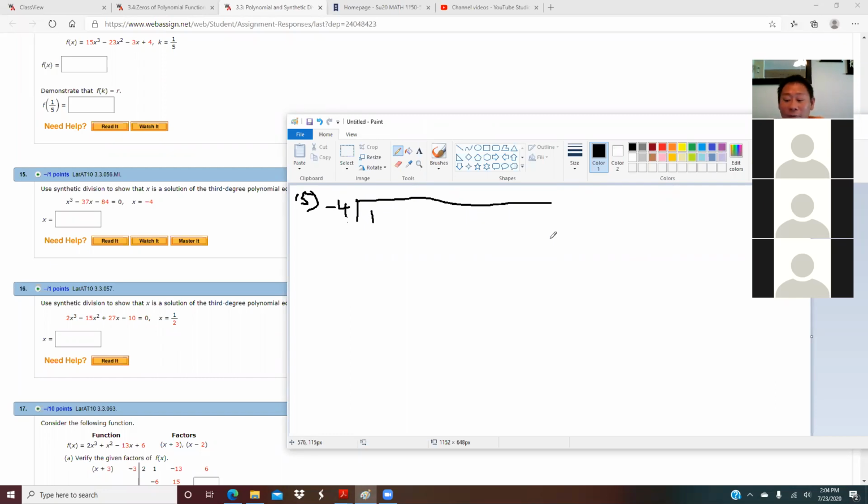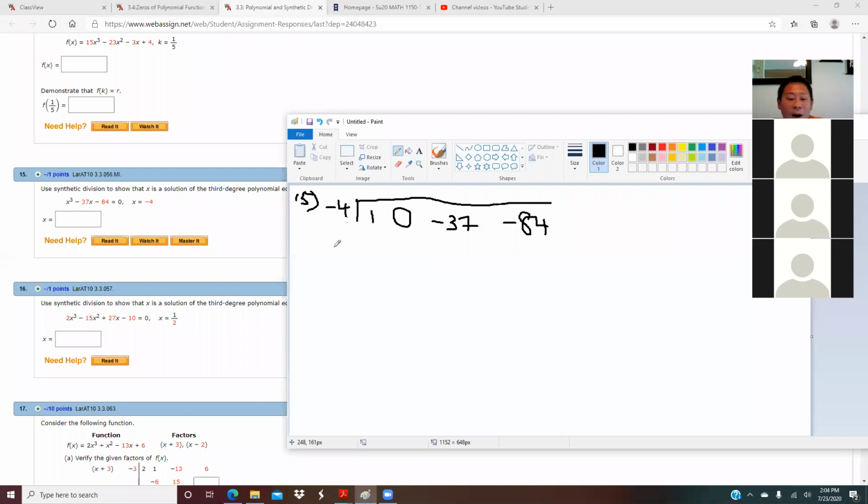That is wrong. 1, 0. Yes, you need the 0 because it's missing the x squared term. This is the part that is dangerous. If you don't give me the 0, everything is wrong. And negative 37 and negative 84.